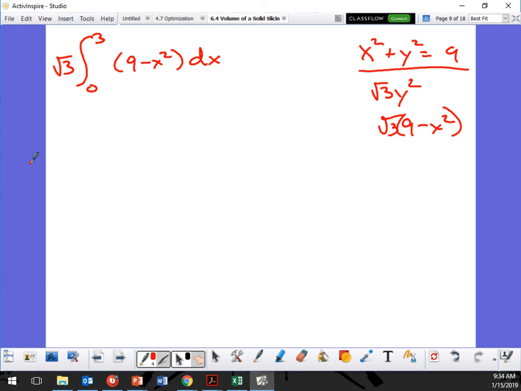Now let's go ahead and do this one right here. So it's going to be 9x minus x cubed over 3 from 0 to 3. So 27 minus 27 over 9, which is 9, minus 0. So we come up with 18 rad 3. Yes, 18 rad 3.